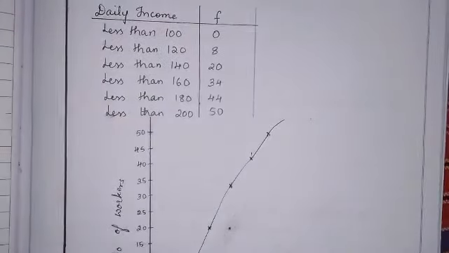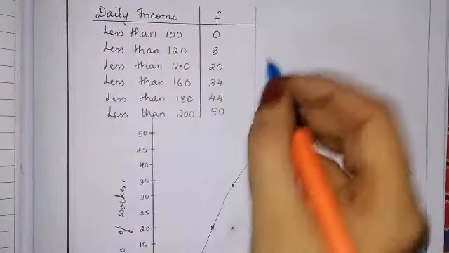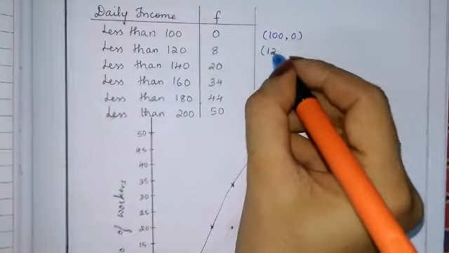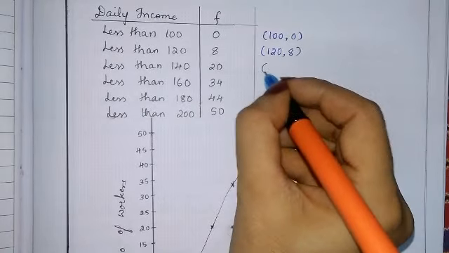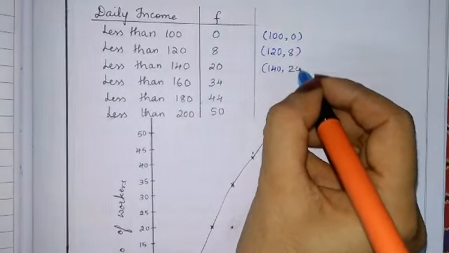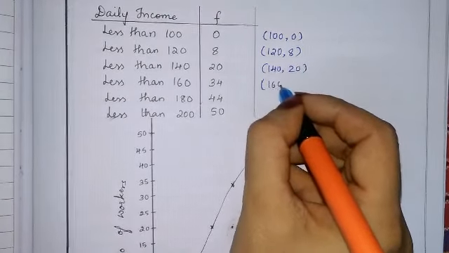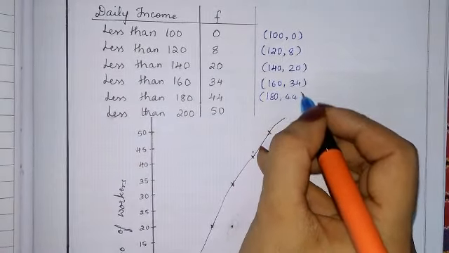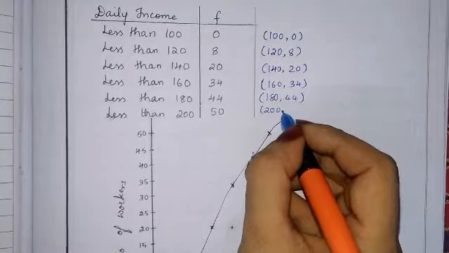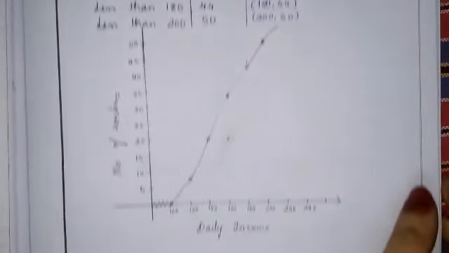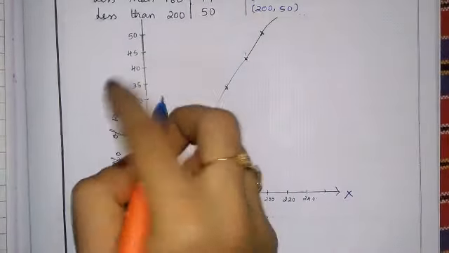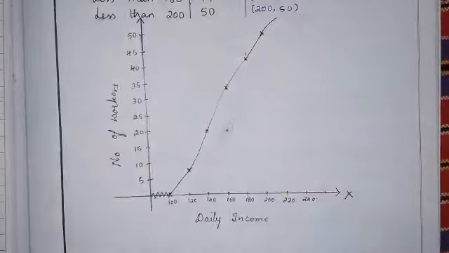So how will you do this? Directly you will plot like I have written here: less than 100, 0. So 100, 0. 120, 8. 140, 20. 160, 34. 180, 44, and 200, 50. You can see here this is the x-axis, daily income we have written on the x-axis, and number of workers we have written on the y-axis.